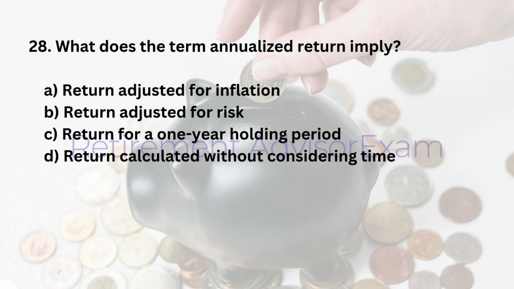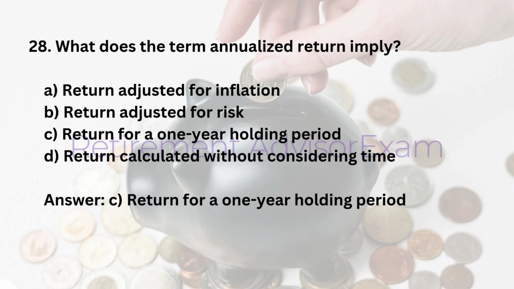28. What does the term annualized return imply? A. Return adjusted for inflation. B. Return adjusted for risk. C. Return for a one-year holding period. D. Return calculated without considering time. Answer: C. Return for a one-year holding period.